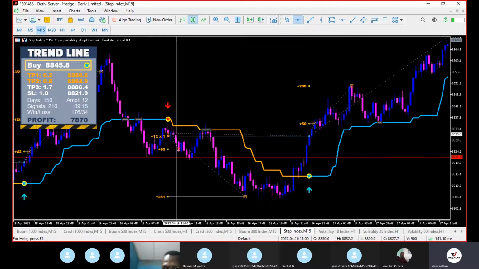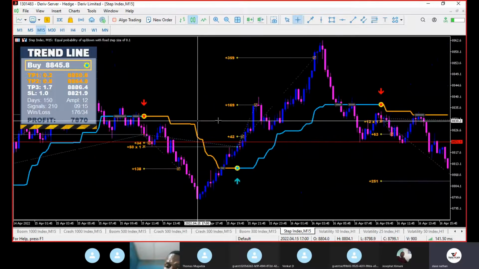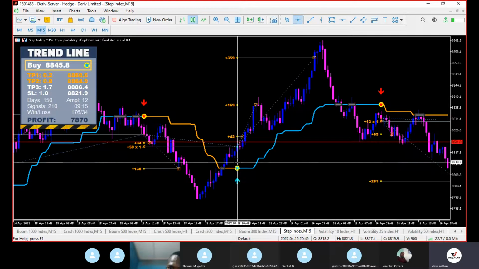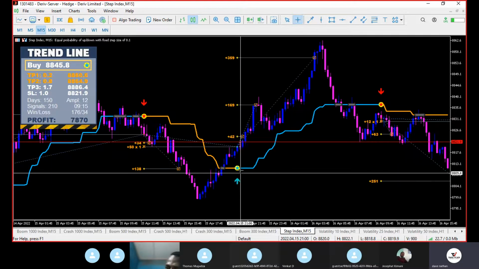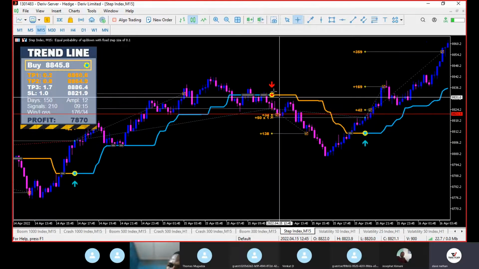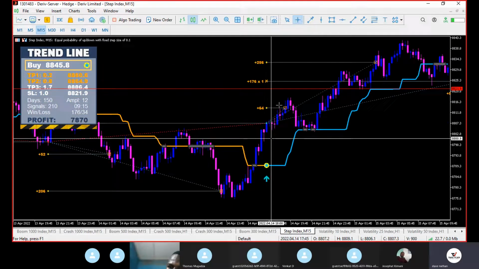This was a sell signal. It hit everything. It does not repaint, and that is why I also like the indicator. It does not repaint. This was a buy signal. Hits one, two, three. So you can see how it's been literally killing step index.